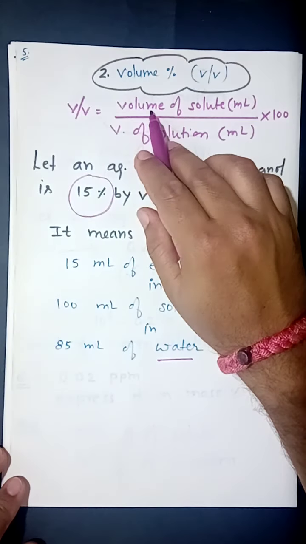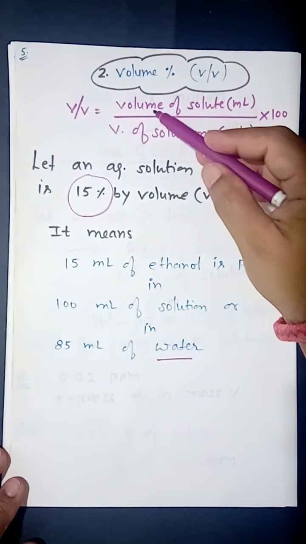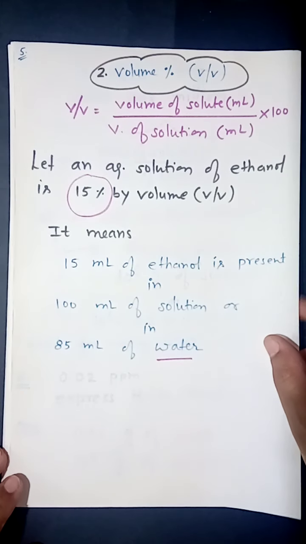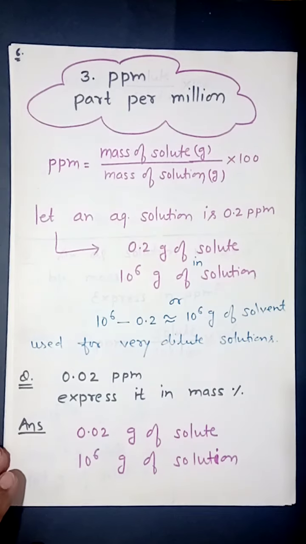Similar formula, it is volume of solute upon volume of solution into 100. In place of mass, here volume. This is the only change here. Rest all are the same. Similar numericals you will have on the basis of volume percent.